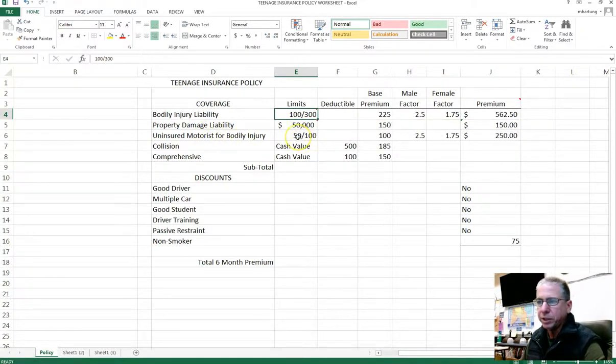Uninsured motorist for bodily injury. Now, this is when there's an accident, somebody else's fault, but you've got to protect yourself. Believe it or not, there are some people that drive without insurance, or a hit-and-run driver. In that case, you would be covered up to $50,000 for damage to yourself, and then $100,000 for the entire accident.